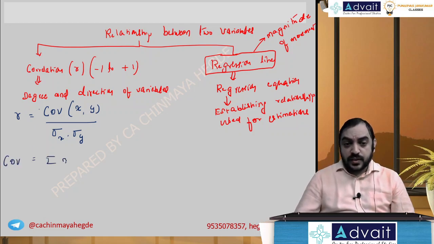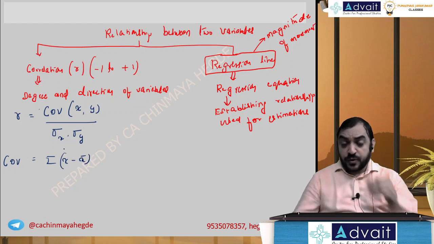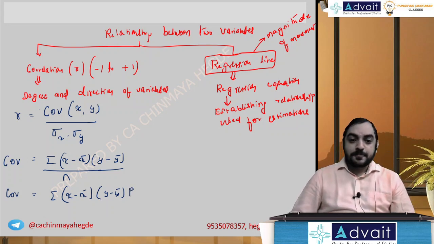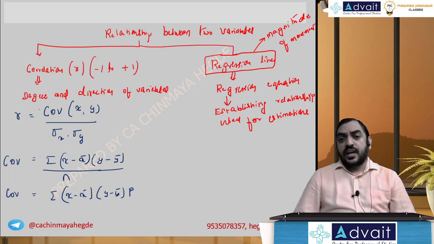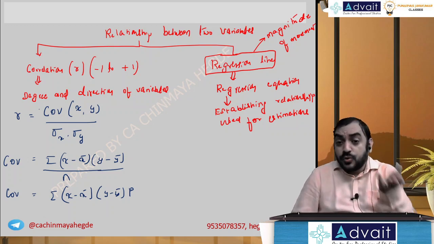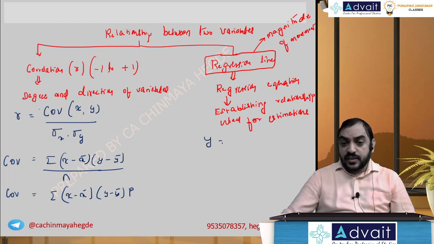That is summation x minus x bar, the deviation from x, y minus y bar, the deviation from y, and divided by n. We take an average. If probability is there, then covariance will be summation x minus x bar into y minus y bar multiplied by p, multiplied by probability. That is going to give you covariance. Covariance divided by standard deviation of x and y will give me r. If r is positive, they are likely to move in the same direction. If r is negative, they are likely to move in opposite direction. But how much they move is given by the regression equation, where we say y equal to a plus bx.